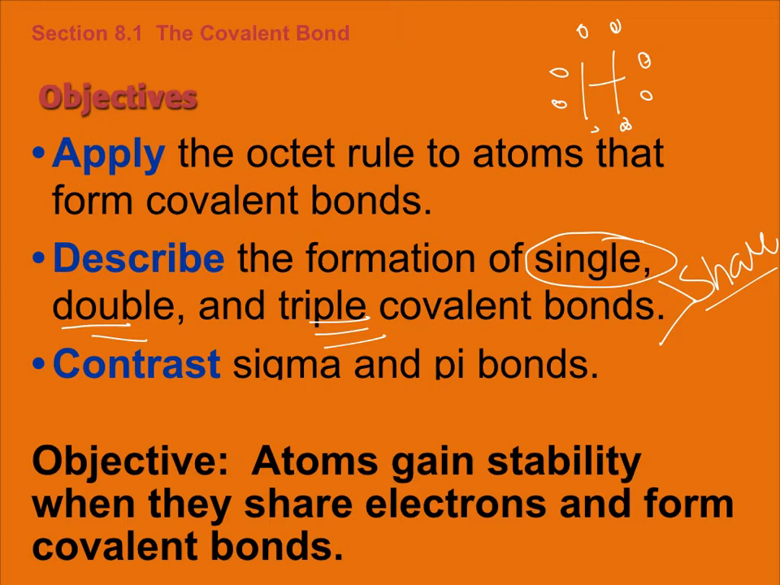Okay, I want you to contrast between sigma and pi bonds. So these are all of the objectives for 8.1. Really, for today, we're just going to be talking about this first one with the octet rule. So objective: atoms gain stability when they share electrons and form covalent bonds. So you have a greater stability when you're sharing electrons than when you have an ionic bond.